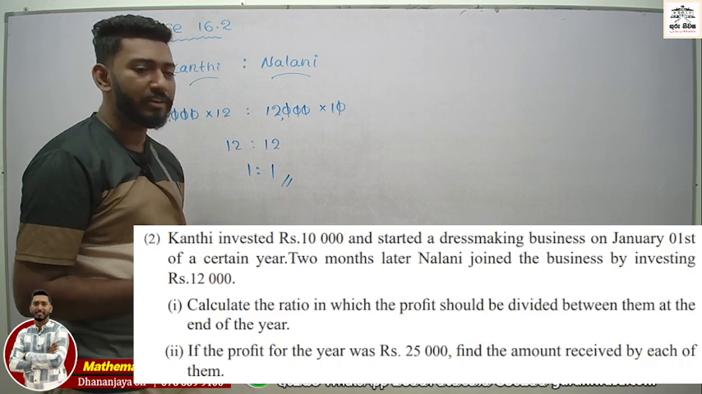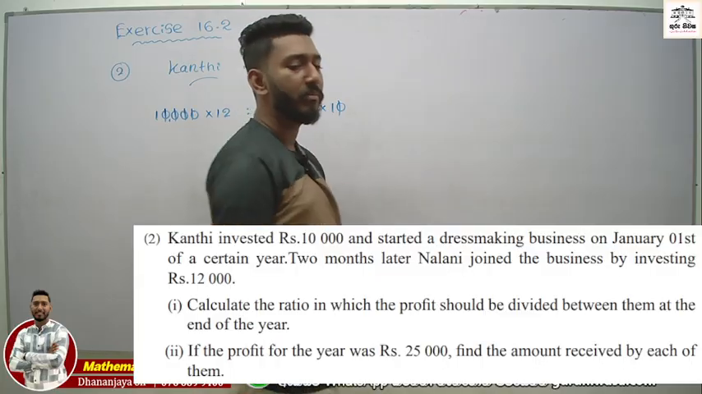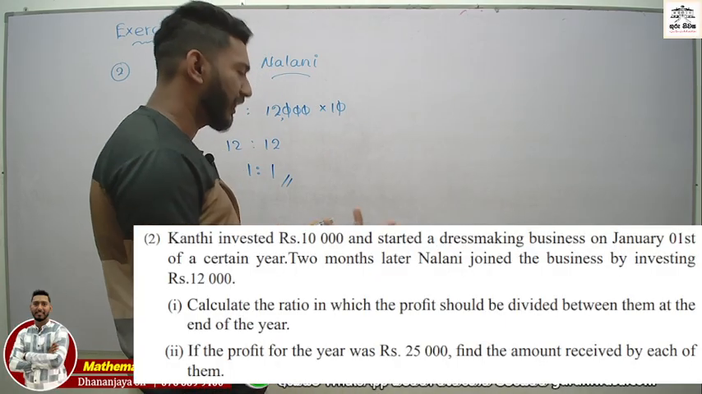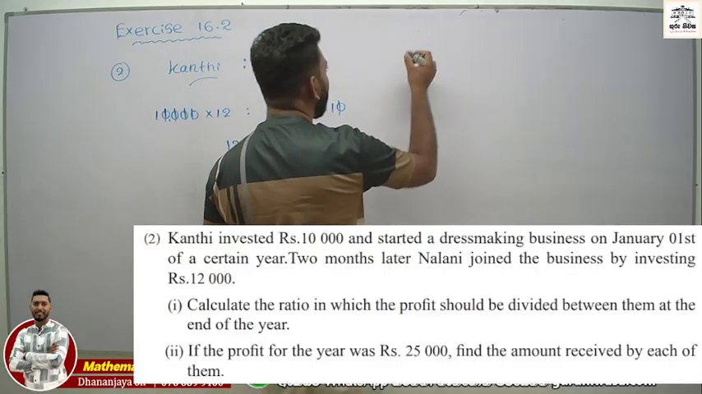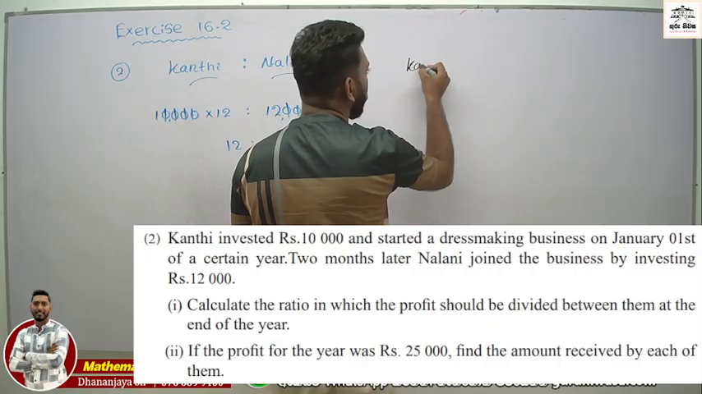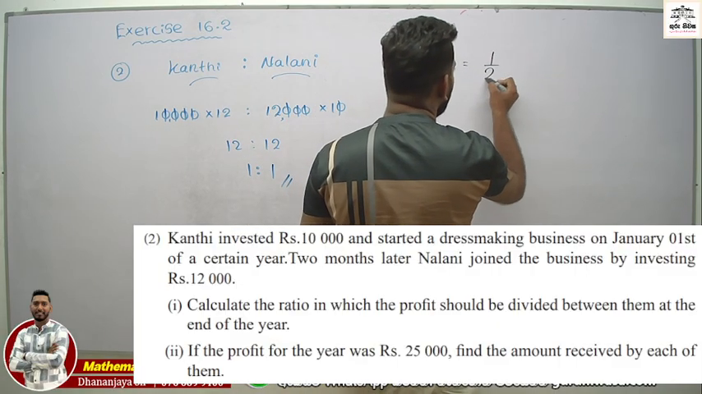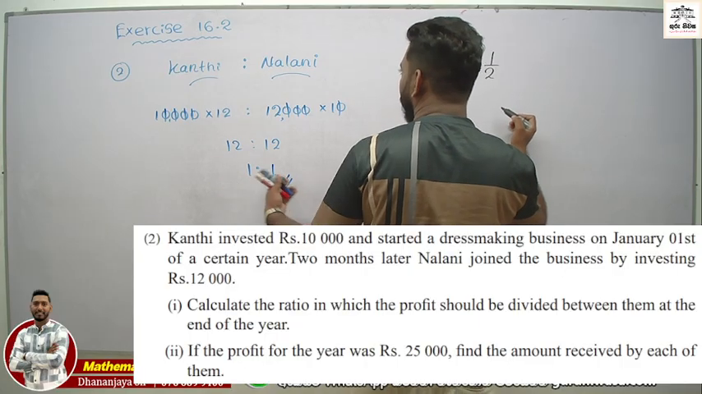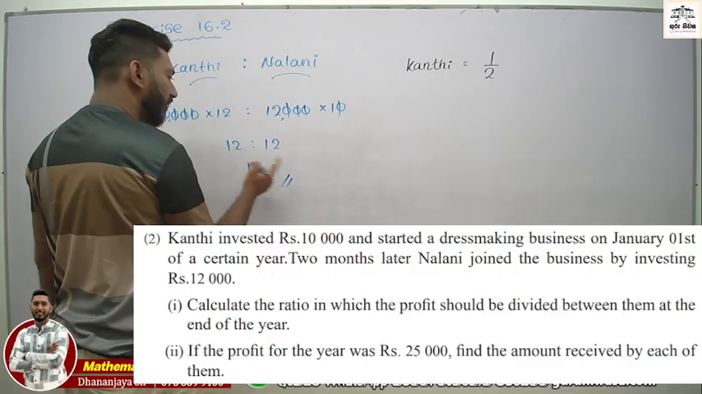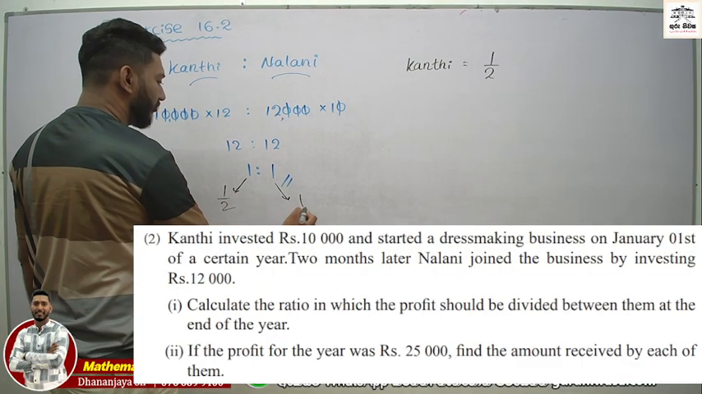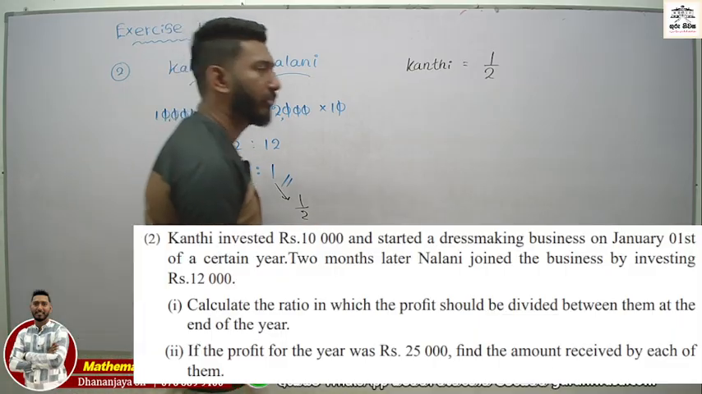Second one, if the profit in the year is 25,000, find the amount received by each of them. Now you can divide into two portions. Therefore, Kanti and Nalini both are the same. The fraction relevant to Kanti and Nalini is 1 over 2. The sum of this is 2. Therefore, 1 over 2, 1 over 2. Half.